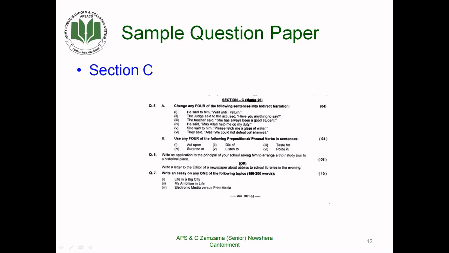There is a choice between the two. You have to do any one of them. Question number 7 is essay writing. You have to write an essay on any of the given topics, and the essay should comprise 150 to 200 words.